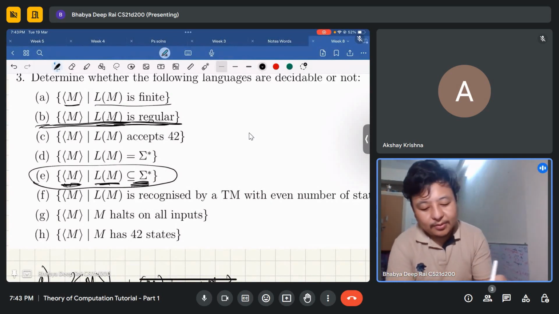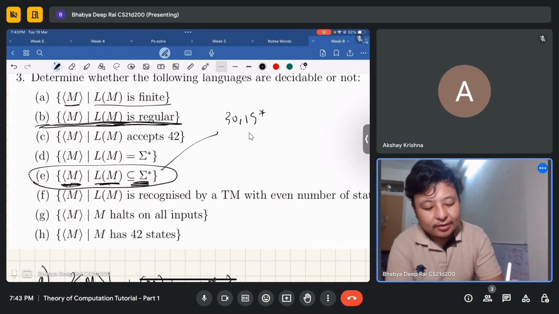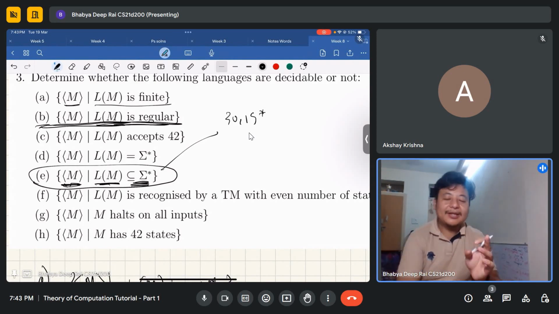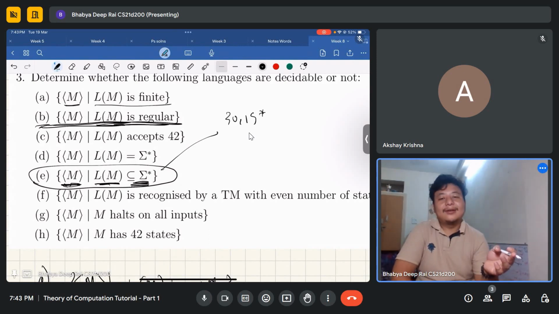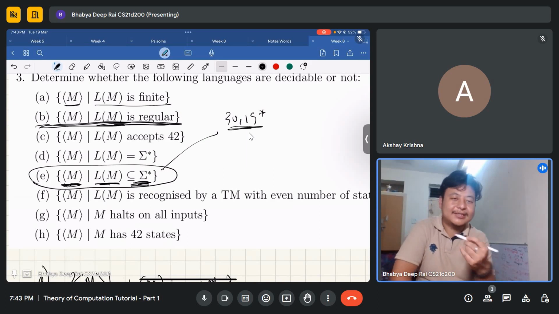So, what is sigma star? Sigma star is {0,1}*, no? And my language is also over the alphabet {0,1}. Can it be that my machine is computing something which is not in {0,1}*? {0,1}* contains epsilon, 0, 1, 10, everything, right? That is sigma star, it contains all possible strings.